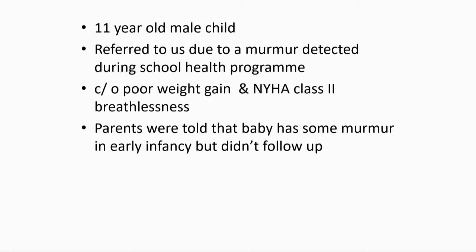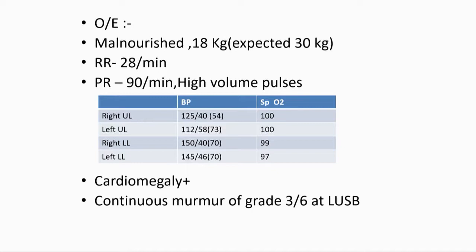On examination, he is severely malnourished, weighing 18 kg against an expected weight of 30 kg, with a respiratory rate of 28 per minute. Pulse rate is 90 per minute. His forelimb BP and saturation are showing wide pulse pressure. Cardiomegaly, as evidenced by the apex beat in the left fifth intercostal space, 1 cm lateral to the midclavicular line. He has a continuous murmur of grade 3/6 at the left upper sternal border.